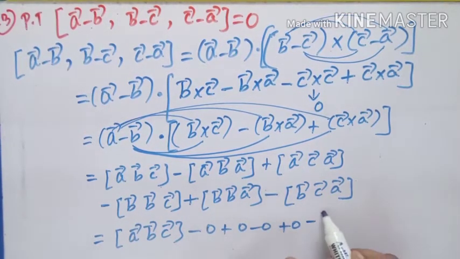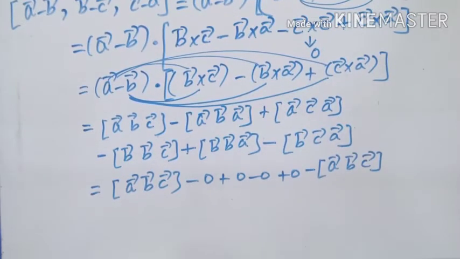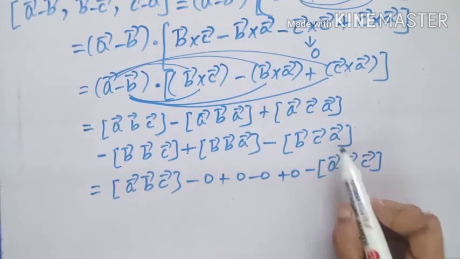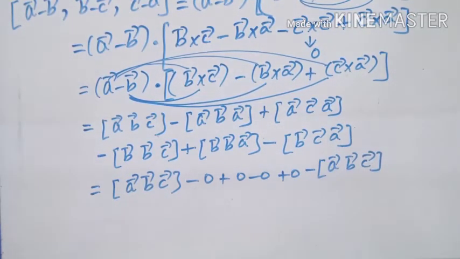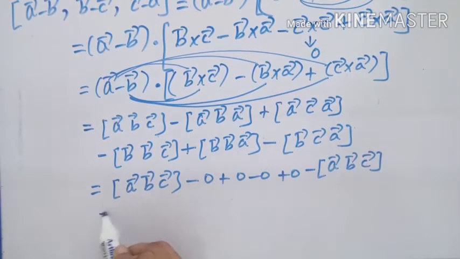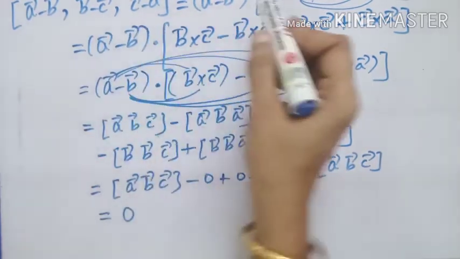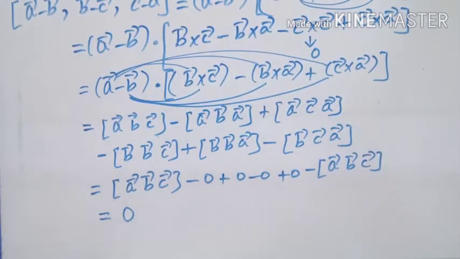Minus BCA, I can rearrange A, B, C. We have learnt cyclically we can change. So BCA also can be written as ABC. Now ABC minus ABC cancels and I am getting 0. So that is the problem. When I find the triple product of the differences, my answer is 0.